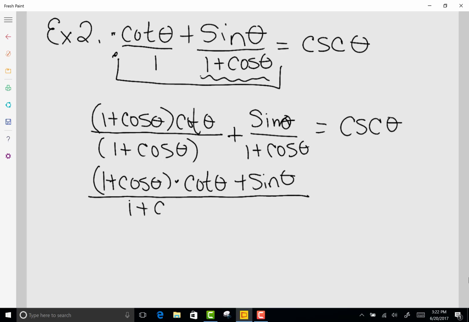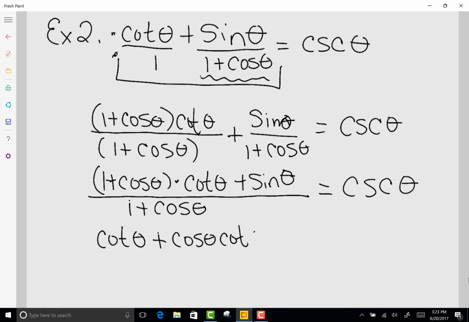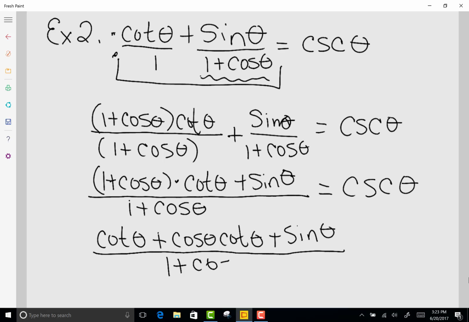All over 1 plus cosine theta, and I want to show that that's equal to cosecant theta. All right, now, using my algebra skills, I'm going to distribute that cotangent theta. So I have 1 plus cosine theta times cotangent theta. So that's going to give me cotangent theta plus cosine theta times cotangent theta plus sine theta all over 1 plus cosine theta, and I'm still trying to show that this is equal to cosecant theta.